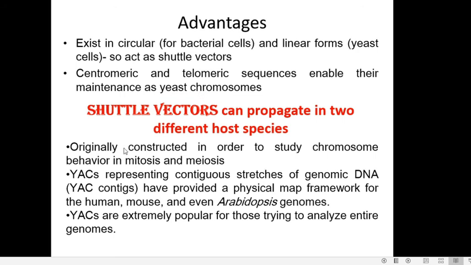They were originally constructed to study chromosome behavior in mitosis, meiosis, etc. They can contain long stretches of DNA like human genes, the mouse genome, the genome of Arabidopsis, etc. So they were used for genomic studies. But the problem with YACs is that they are unstable.